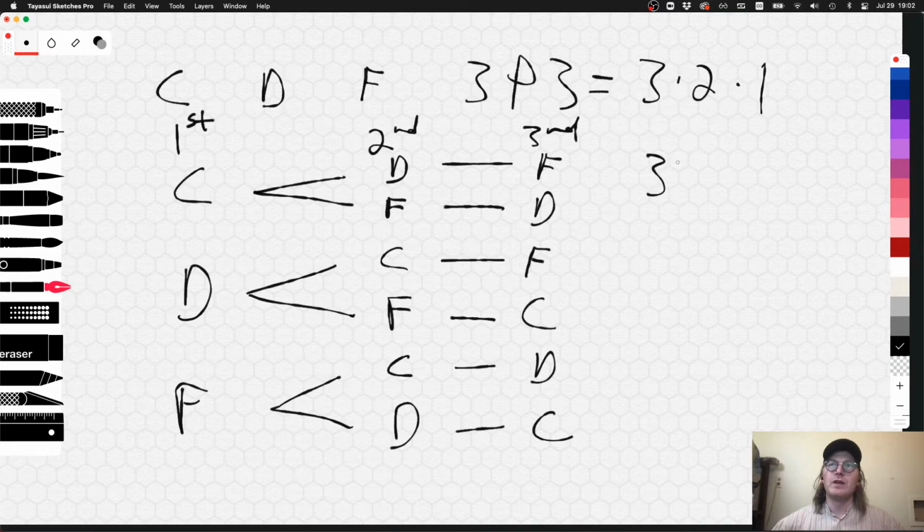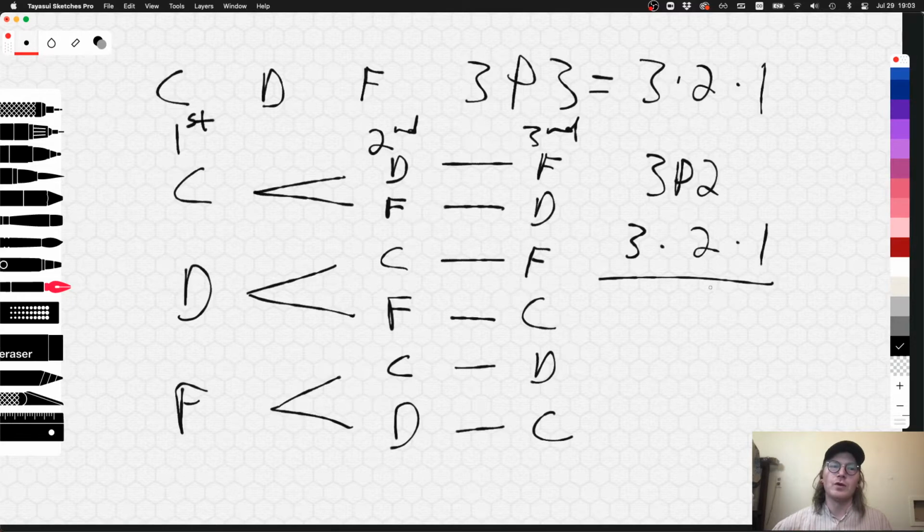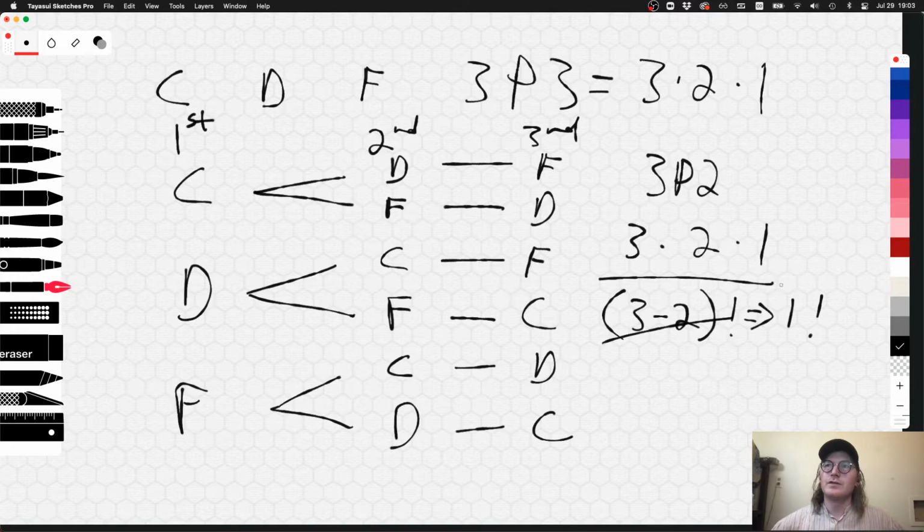If we do 3 permute 2, we can work this out. This is going to be 3 times 2 times 1 over n minus k, right? So here's n minus k, 3 minus 2 factorial, which is going to be 1 factorial. Turns out 3 permute 2 is going to have 6 as well.